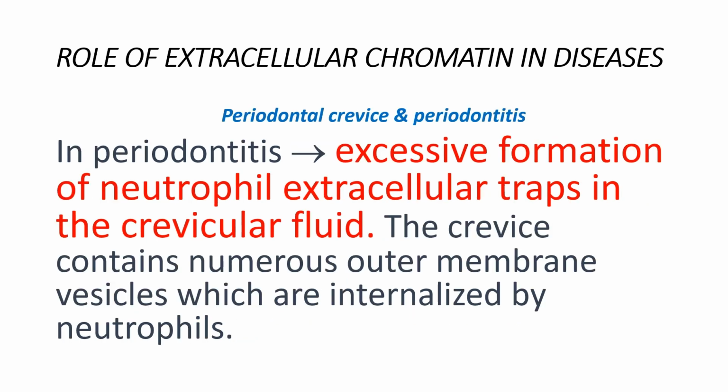As regards the role of extracellular chromatin in the periodontal crevice and periodontitis, neutrophils initially encounter dental biofilms within the gingival crevice, which is the space between the gingiva and tooth surfaces. This crevice is filled with periodontal crevicular fluid. It transudates from blood plasma. In periodontitis, there is excessive formation of neutrophil extracellular traps in this fluid. Also, the crevice contains numerous outer membrane vesicles from the dental biofilm, which are internalized by neutrophils in the crevice.